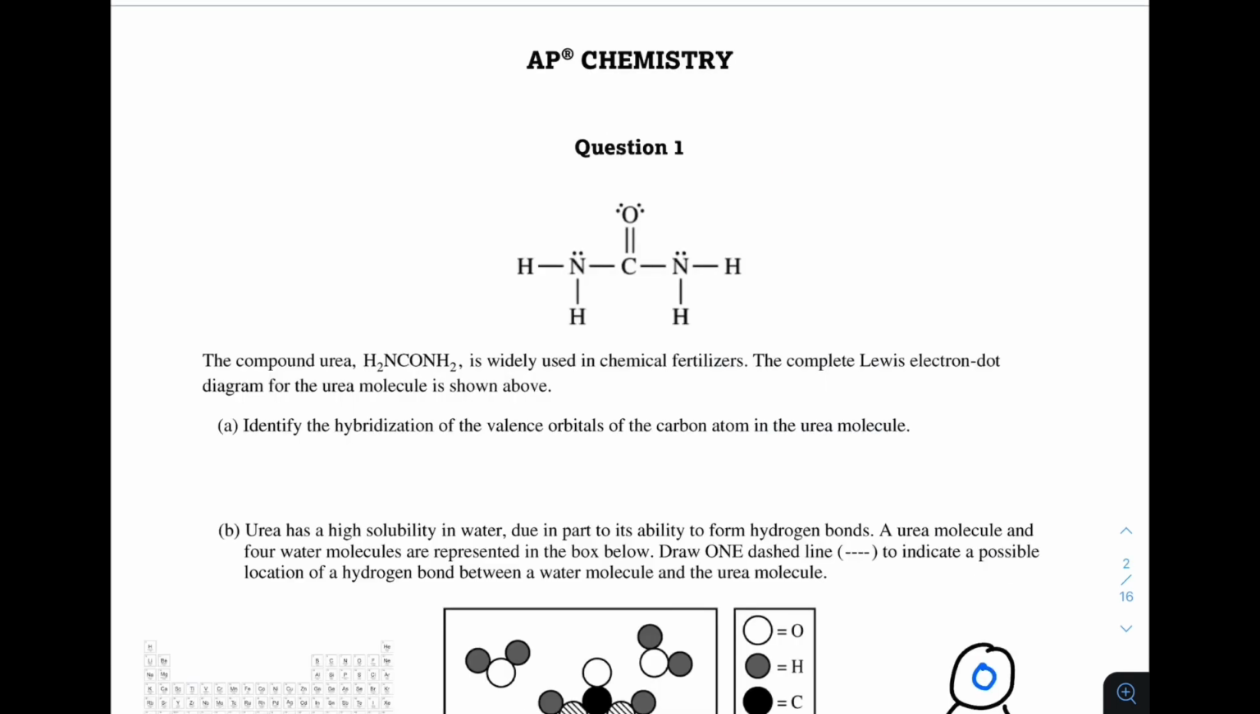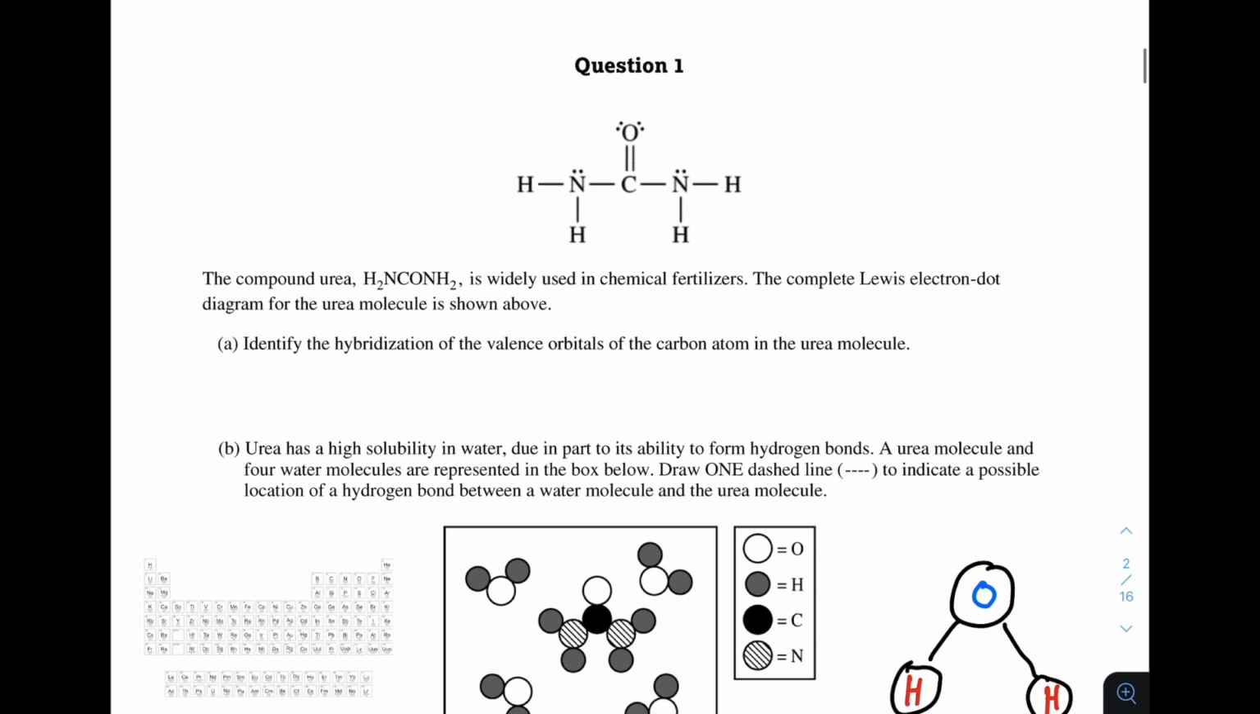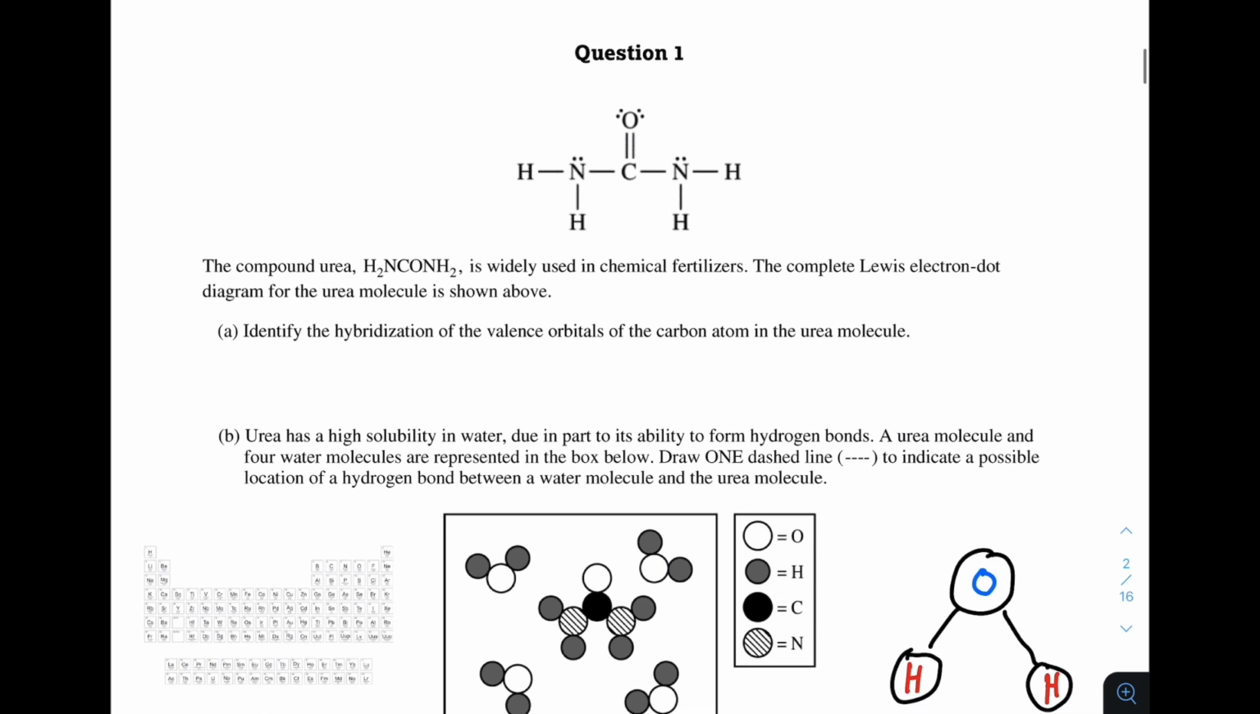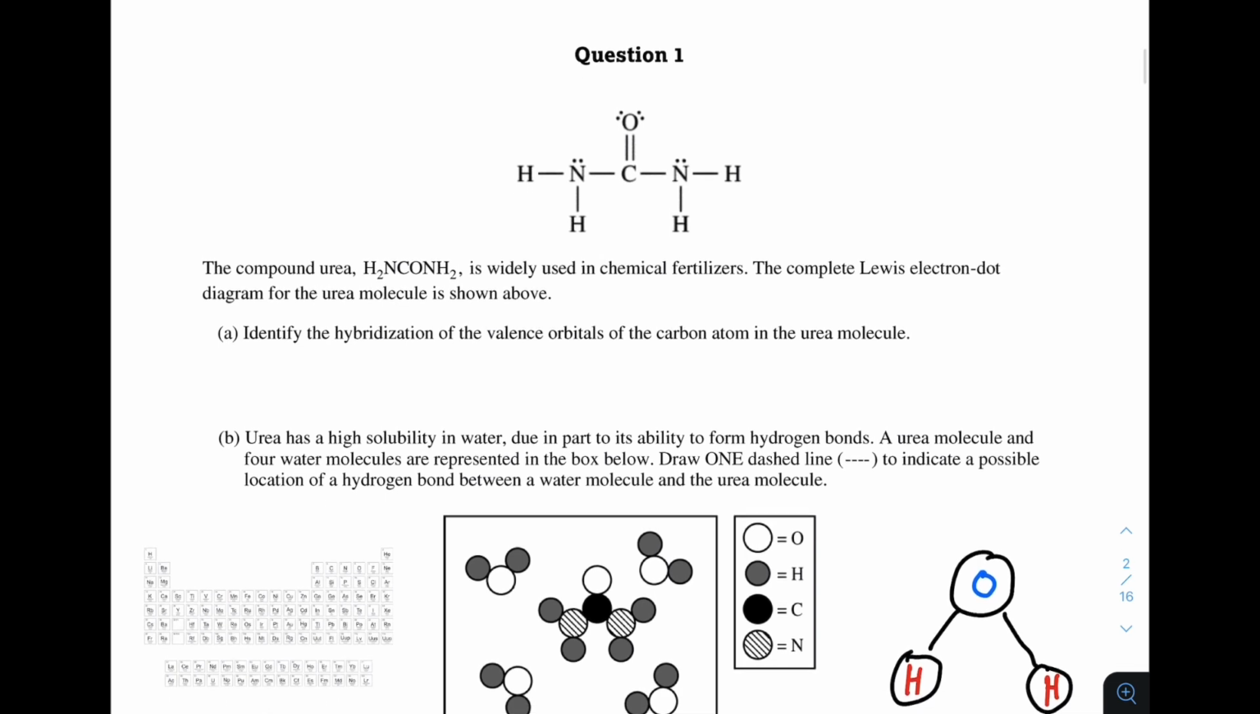Now, let's examine the problem at hand. So we start off by being given a molecular structure, and we're told about the compound urea, and we're given the complete Lewis electron dot diagram for the molecule urea. So the first question is a hybridization question, and it asks us to find the hybridization of the carbon atom in the urea molecule. So the carbon atom is going to be right there in the center.